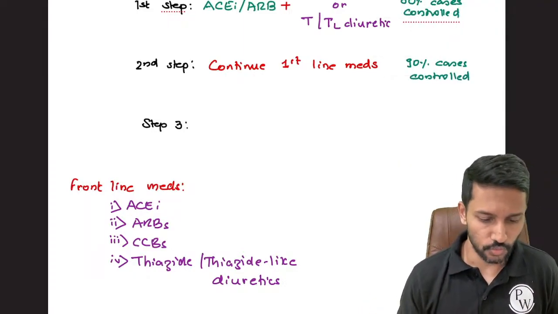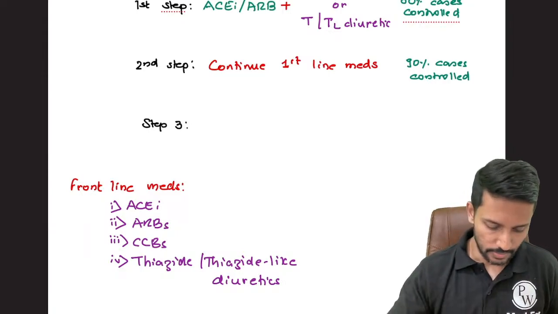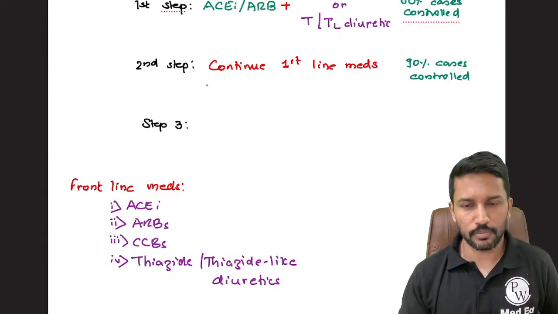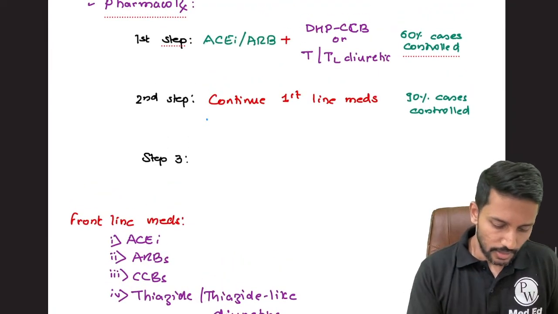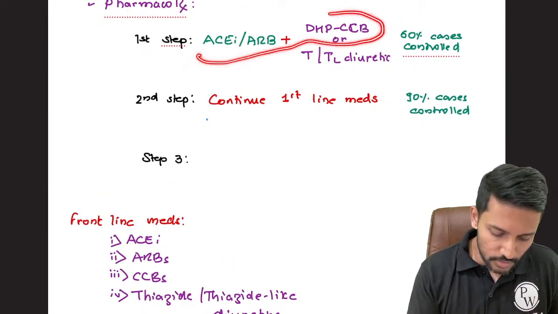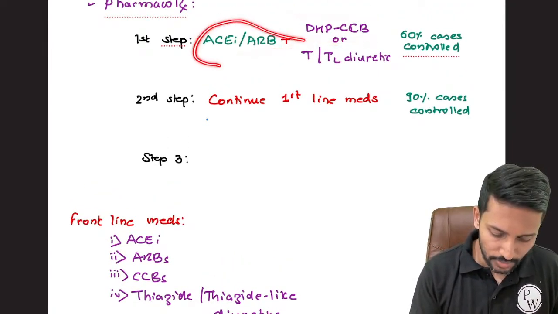If it is not controlled, I will come to beta blockers. So you have the choice of adding beta blockers. Beta blockers are preferred in certain settings. As a first line step, you would have started with these two medications.